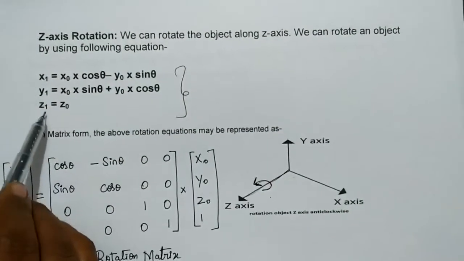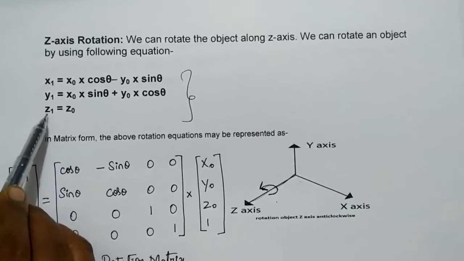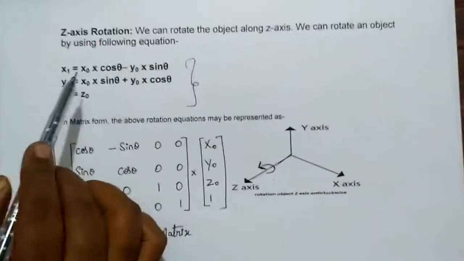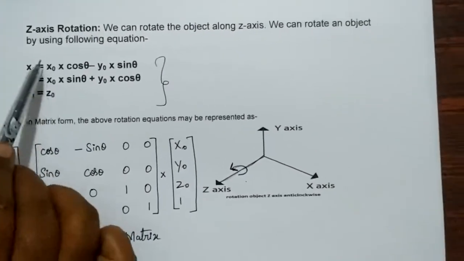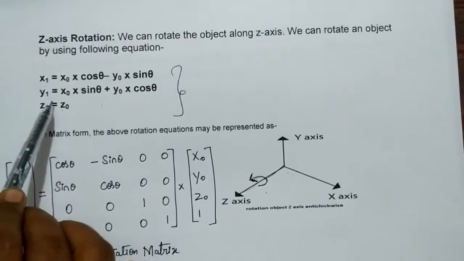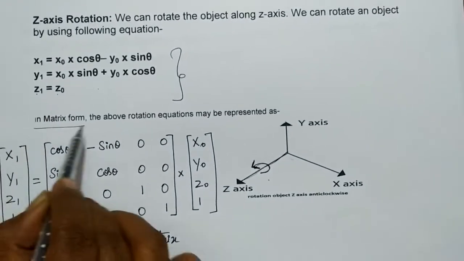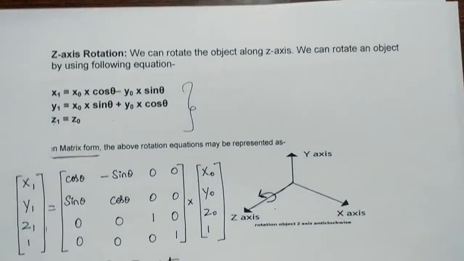In this equation, you can observe that the new value of Z comes from the old value of Z. There is no additional mathematical expression. And we can get x1, y1 using this equation. This rotation of an object along the Z-axis we can also get from matrix form, just like the previous ones, along the X-axis and along the Y-axis.